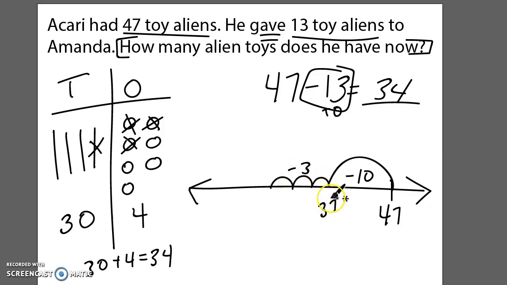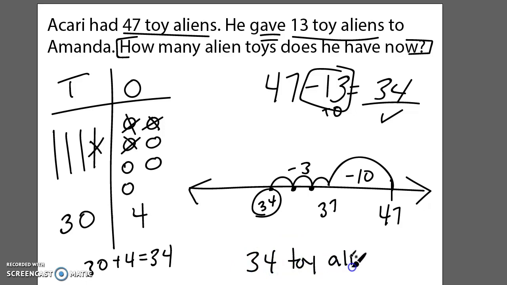So taking away 3 from 37, that's 37, 36, 35, 34. So we get the same answer. So how many toy aliens or alien toys does Akari have now? He has 34 toy aliens.